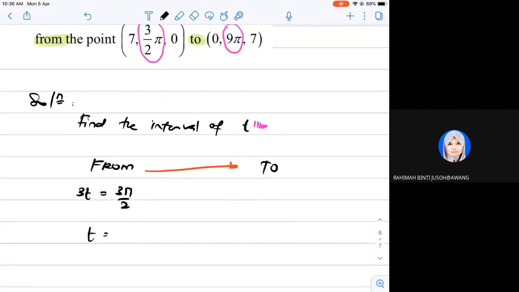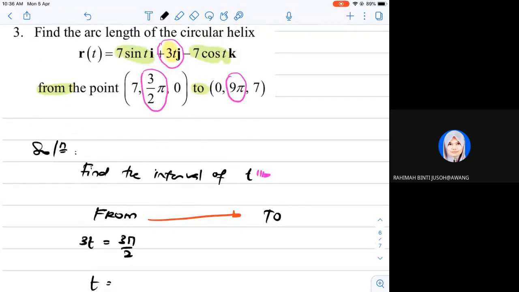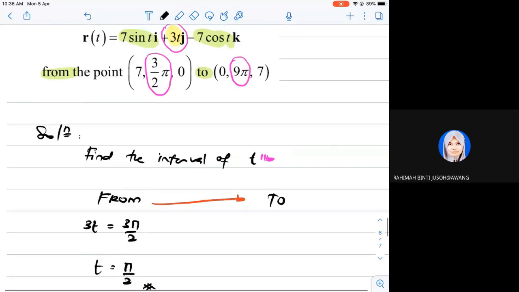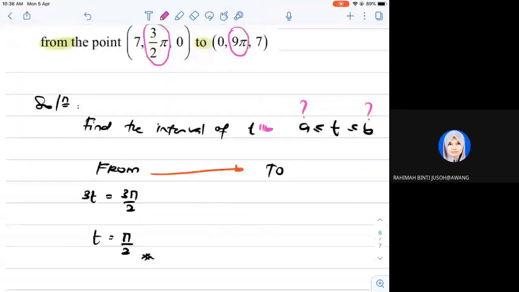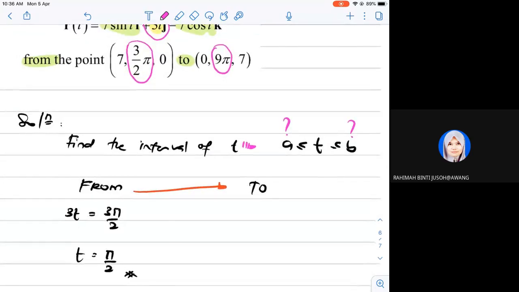So t equals to, faham tak apa yang saya buat ni? Saya ambil koordinat y, function y, so ambil yang y juga. So 3t equate this with 3 pi over 2, bahagikan 3, you akan dapat t equals to pi over 2. So ini adalah starting point untuk t. Sebab kita nak cari interval of t kan. So t from A to B, kita nak tahu A dengan B ni apa. So ini from ni maksudnya nilai A lah. So t daripada pi over 2 sampailah ke hingga 9 pi.